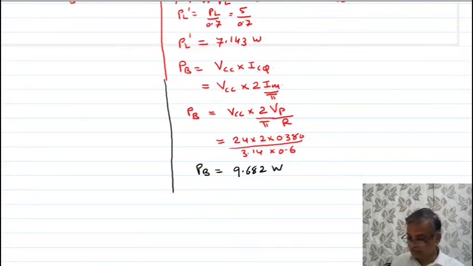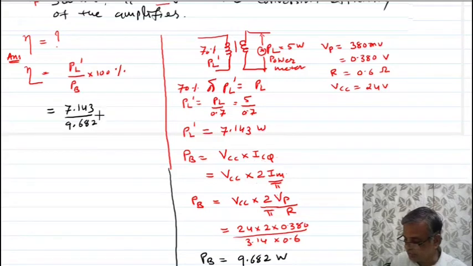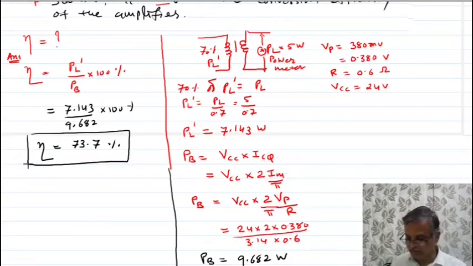So here this is PL dash, 7.143, upon 9.682, multiplied by 100. If you calculate this value, you will get nearly 73.7%. So in this way you can calculate this numerical.